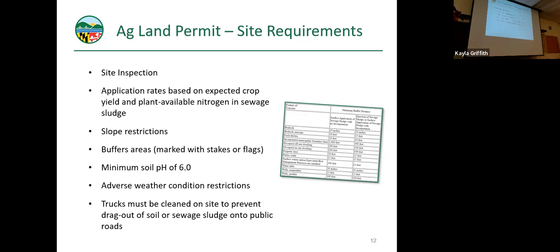So we're moving on now to the site requirements. Following application onto the soil, what happens? Signs may be required for 30 days. Animal grazing is restricted for 30 days. Public access to the site must be controlled for 1 year. And then crops to be eaten raw by humans are restricted for 3 years. Very important as well.